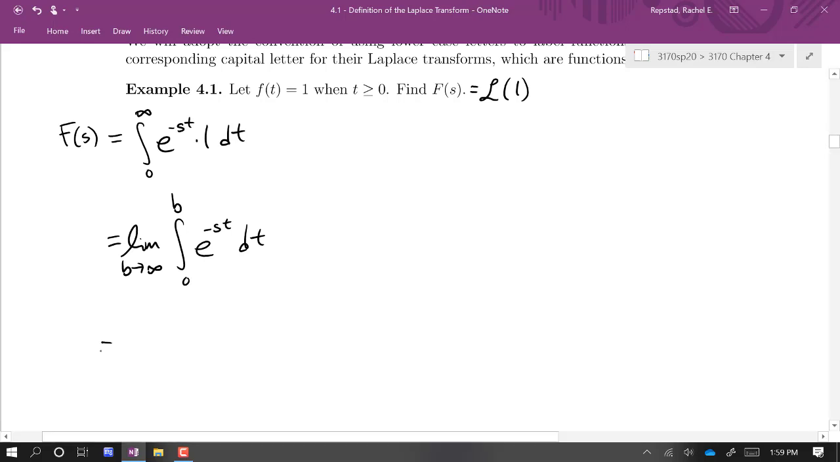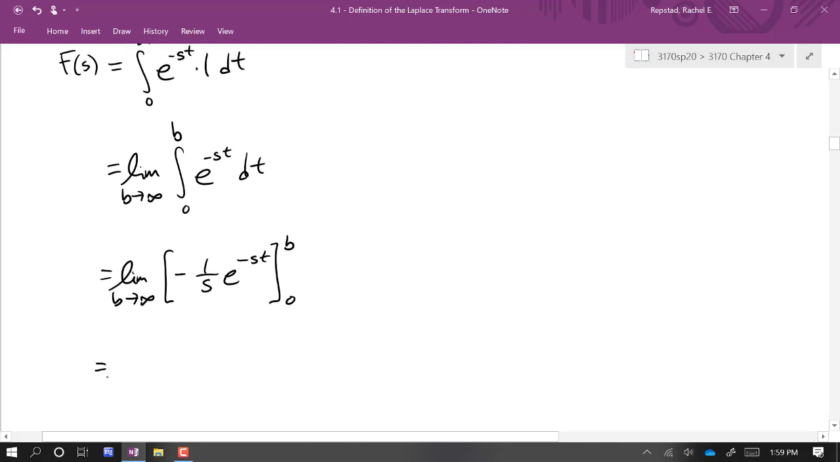When we integrate this, carrying the limit as b approaches infinity, we get negative 1 over s e to the negative st from 0 to b. We'll plug in these limits of integration. So negative 1 over s e to the negative s times b, and then subtracting another negative, so plus 1 over s e to the, when we plug in t equals 0, that's just e to the 0.